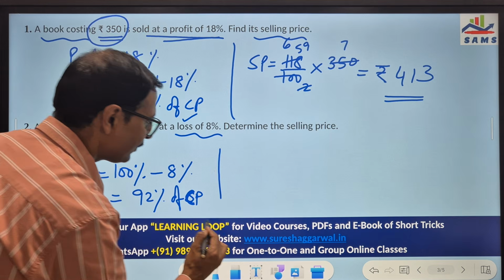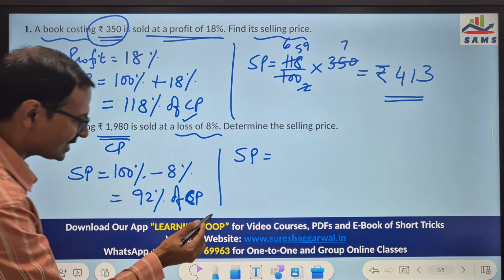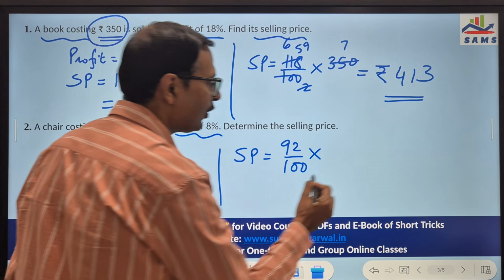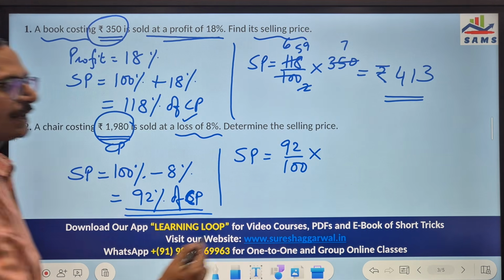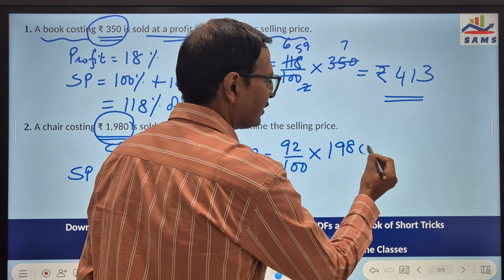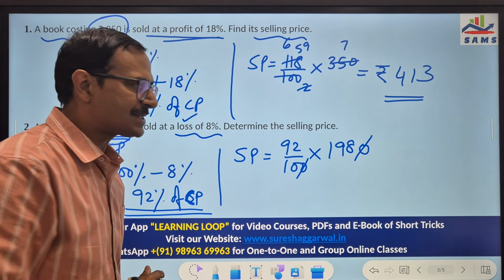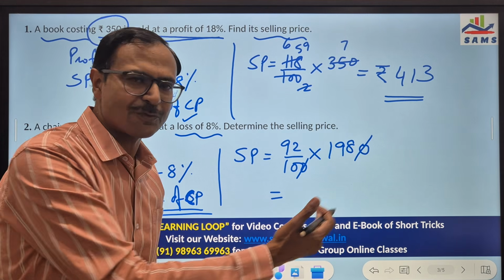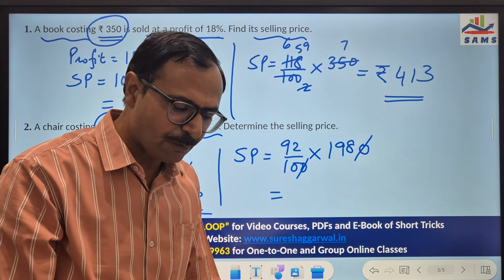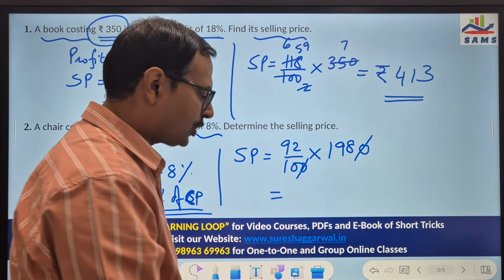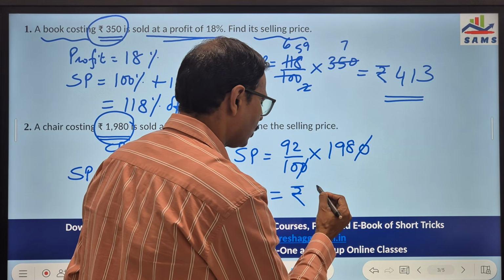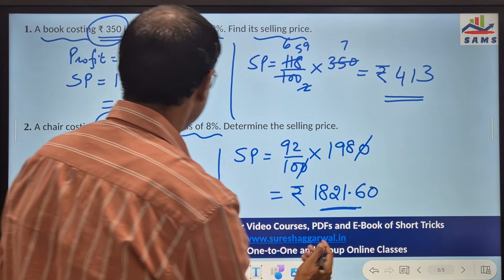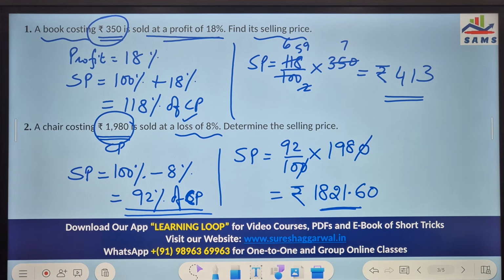Yes. So how do we calculate the selling price? It is just 92%. So 92% means 92 upon 100 of what? The cost price 1980. I think we can solve this. One of the zeros gets cancelled. You just have to multiply 198 and 92 and put the decimal 1 digit from the right hand side. So I have solved it already for you so that we can save time. 1821.60 rupees. 1821.60 is the required answer.